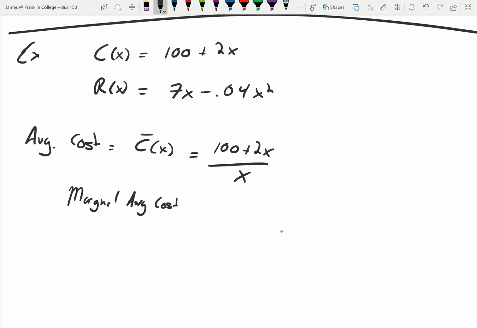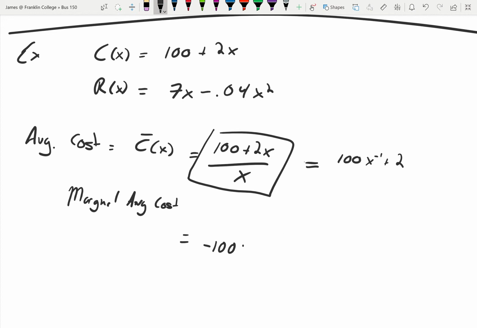Okay, marginal average cost function. Well, we're just going to take the first derivative of the average cost function, but let's rewrite this in a way that we can apply the first derivative rule to. So we are going to have 100 times x to the minus 1 plus 2. So now if we want to take the first derivative of that, we would have negative 100 x to negative 2.